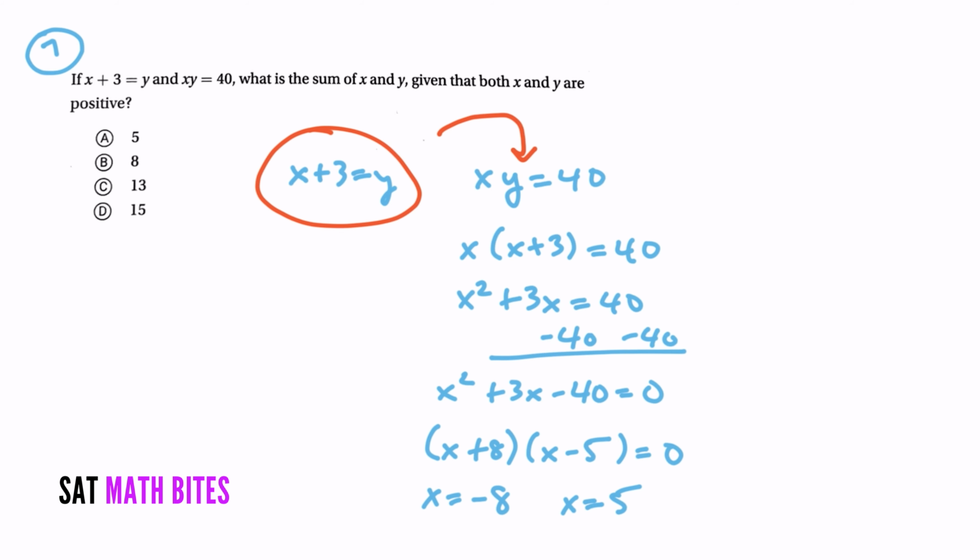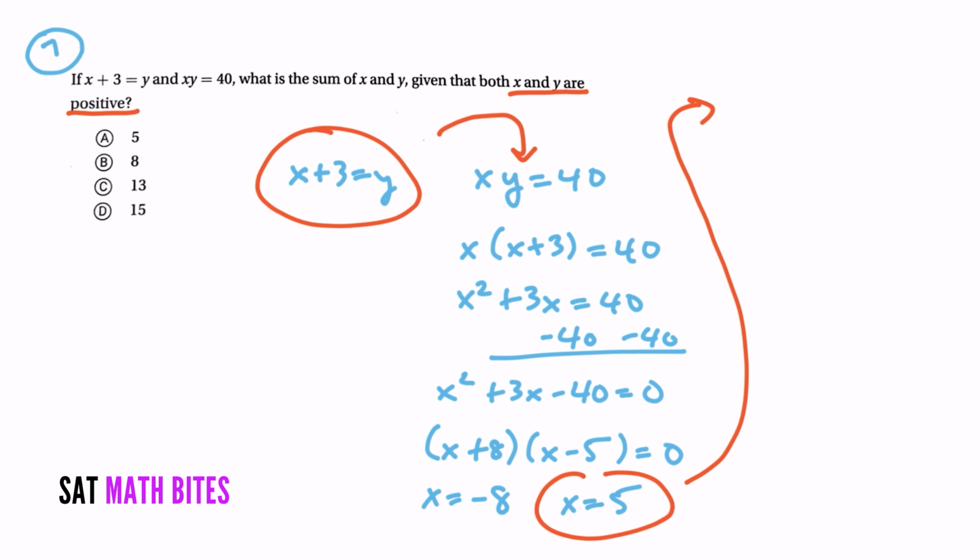And then, in order to solve for y, what we do is we take the value of x. So I'm going to take this one. Why am I going to take x equals 5? Because it says in the problem both x and y are positive. So I don't really need to worry about this answer. So I would substitute 5 plus 3 equals y. That means 8 equals y.